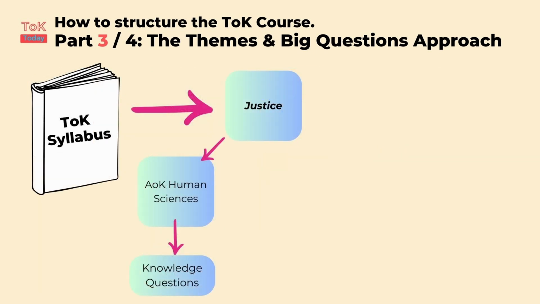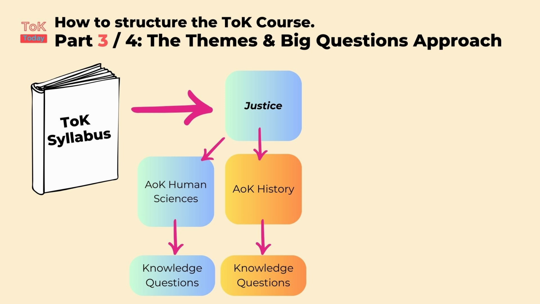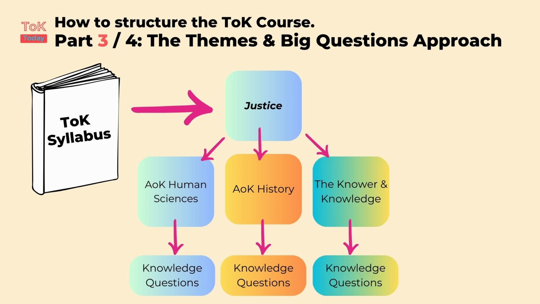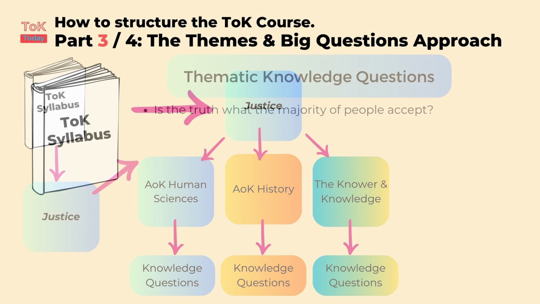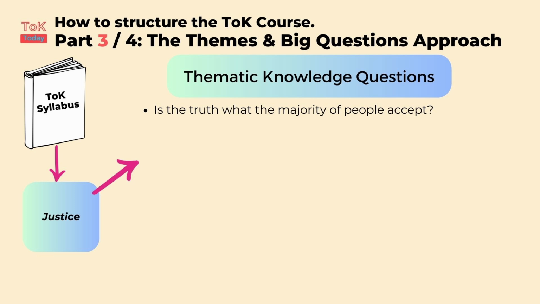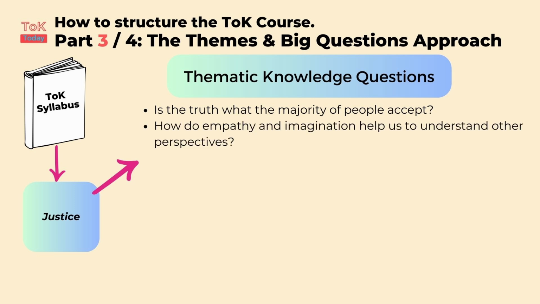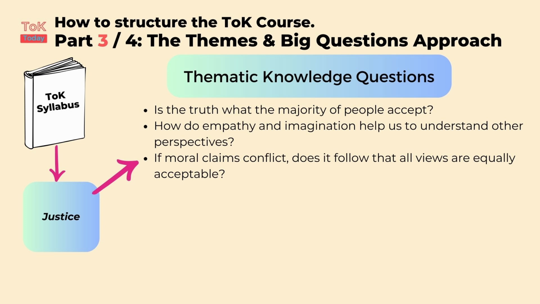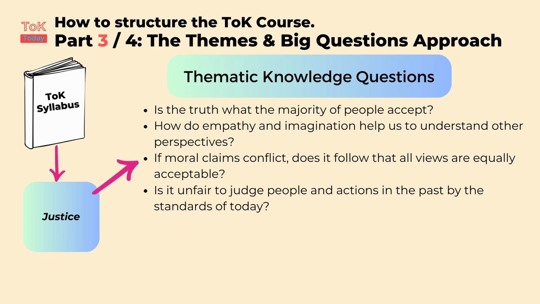For example, the theme of justice could come under areas of knowledge, human sciences or history, and the core unit of the knower and knowledge communities. We could develop knowledge questions for this theme, such as, is the truth what the majority of people accept? And how do empathy and imagination help us to understand other perspectives? If moral claims conflict, does it follow that all views are equally acceptable? Is it unfair to judge people and actions in the past by the standards of today?